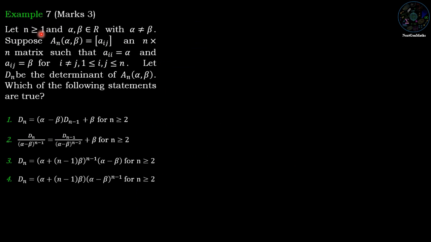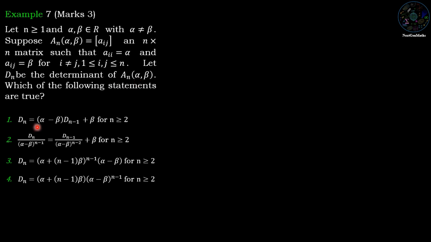Example. Let n greater than or equal to 1 and alpha, beta belongs to R with alpha not equal to beta. Suppose A_n(alpha, beta) equal to (a_ij), an n cross n matrix such that a_ii equal to alpha, a_ij equal to beta for i not equal to j, 1 less than or equal to i, j less than or equal to n. Let d_n be the determinant of A_n(alpha, beta) such that the following statements are true. So we have four statements.